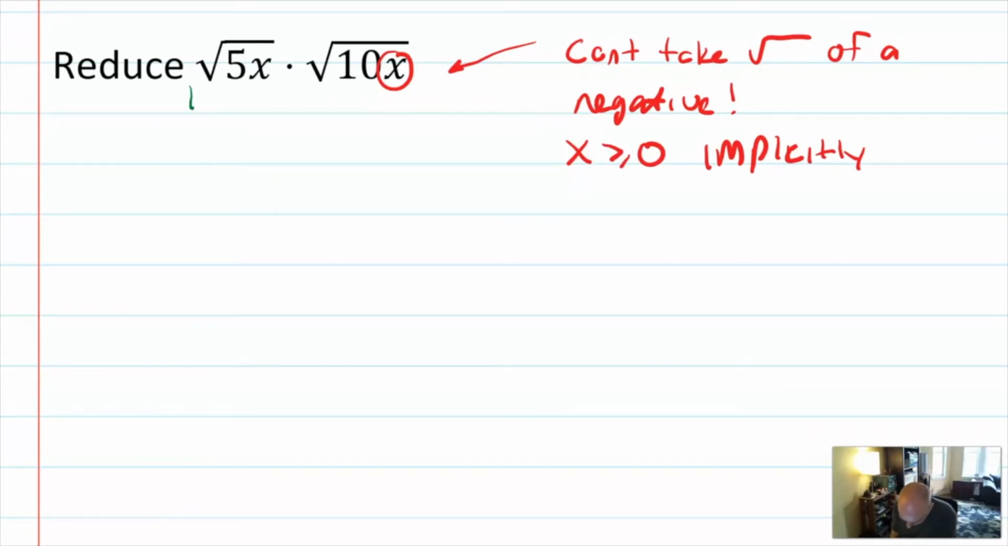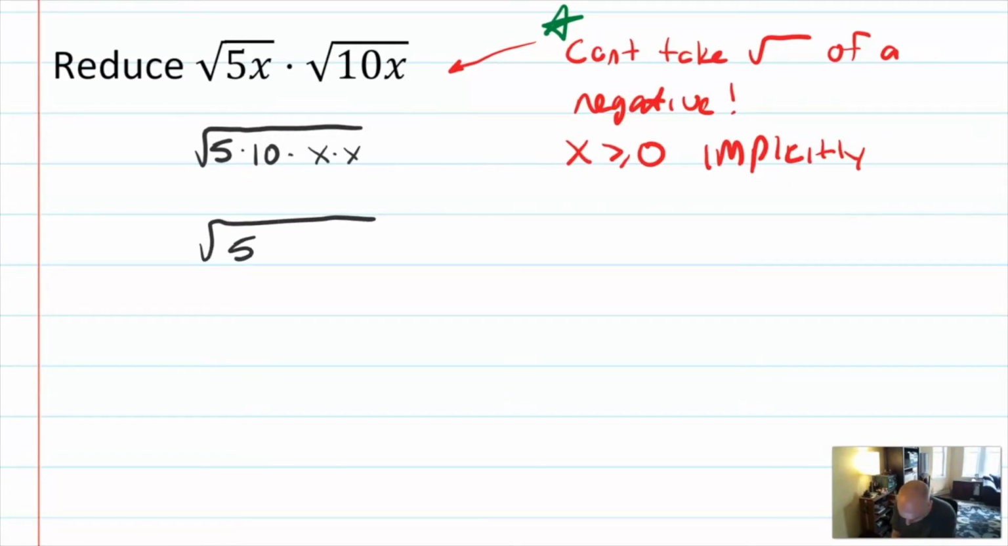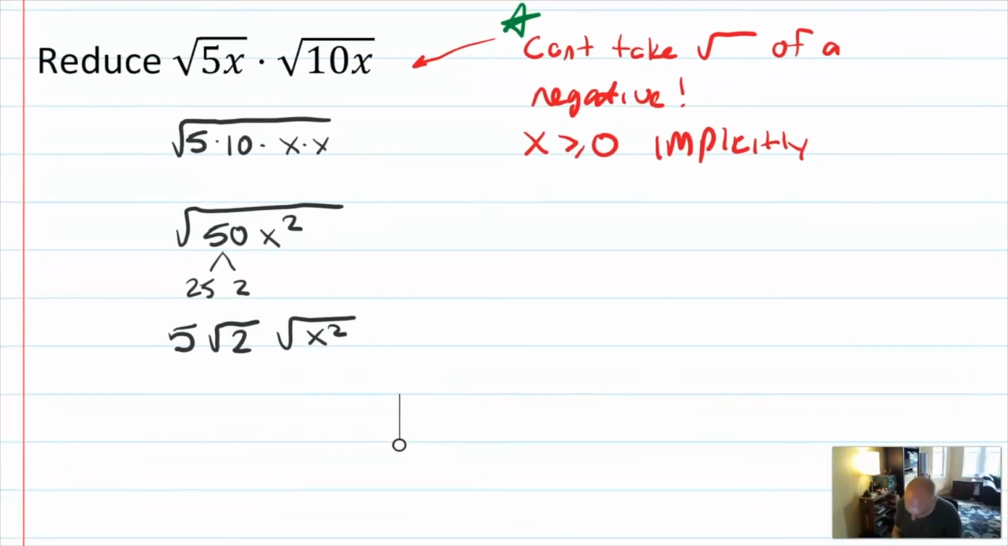Okay, so here I'm going to put a star by this idea, but now we'll just simplify this down. This is the square root of 5 times 10 times x, which is the same as the square root of 50x squared. 50, so sometimes you can just make your factor tree right inside, is 25 times 2. So when you square root both of those, that's going to be 5 root 2 times the square root of x squared. Now watch real carefully here.